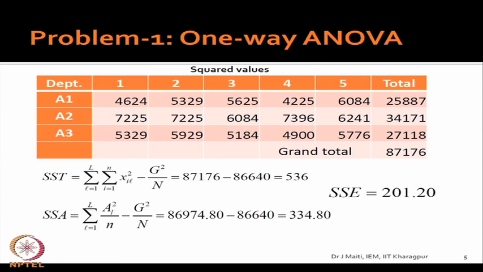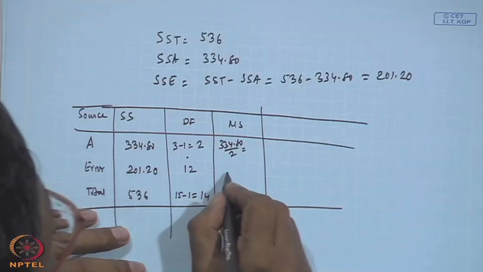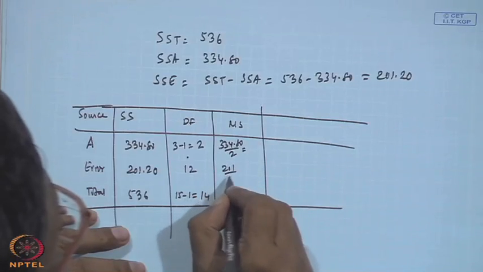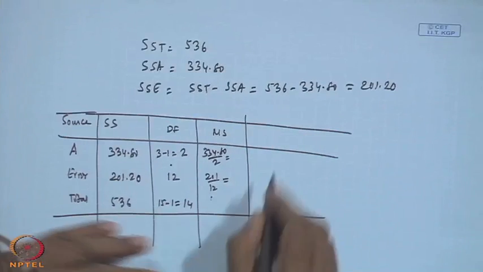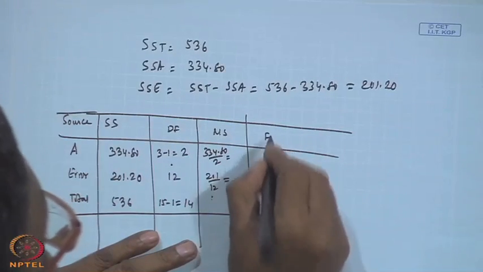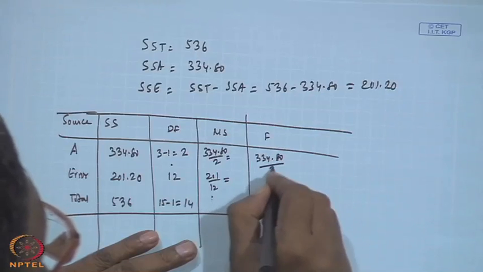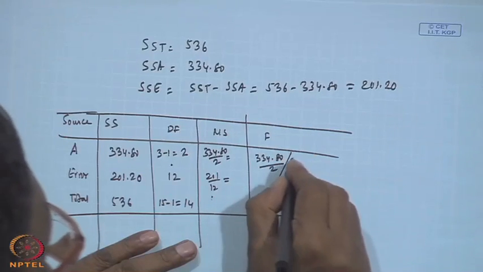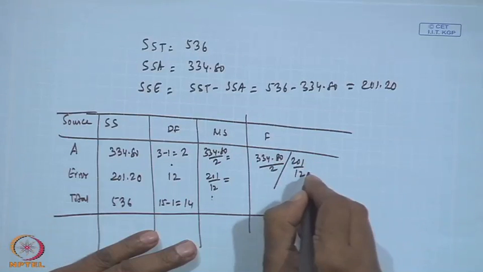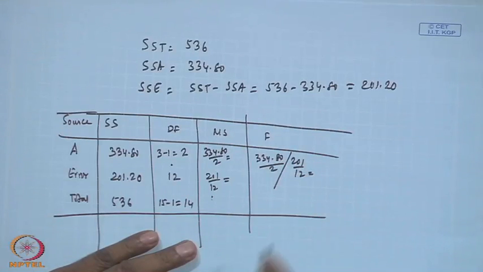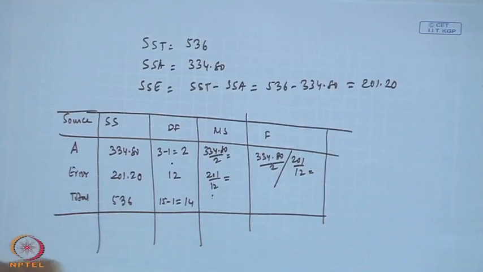Okay. So, SST is 530, SSA is 330.80 by 2, you write down, then 201 by 12, and then you write down that F statistic. F will be 334.80 by 2 divided by 201 by 12, some value will come, that you have already seen.